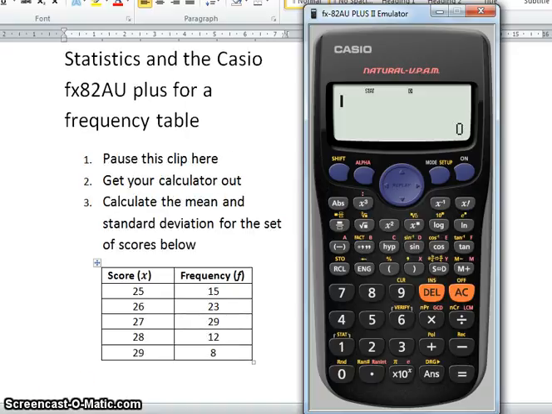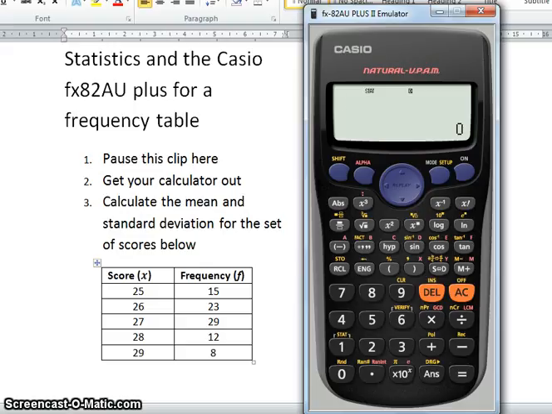Okay, now what I want you to do is to pause the clip here. You can press the pause button, get your calculator out, get a pen and paper out, and I want you to calculate the mean and the standard deviation for the set of scores below. There's the table, the score, the frequency. Use the method I used and showed you just a minute or so ago to calculate the mean and the standard deviation.